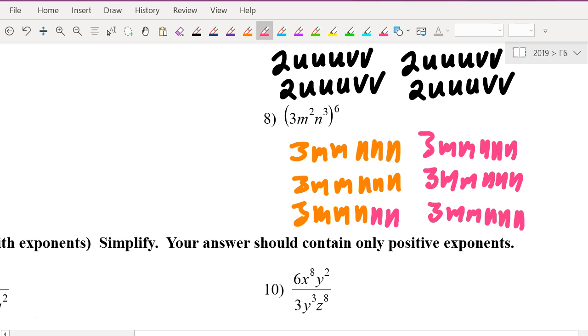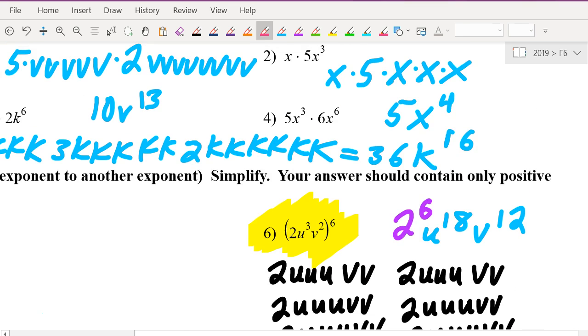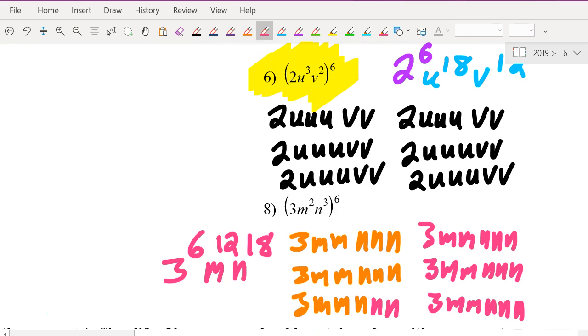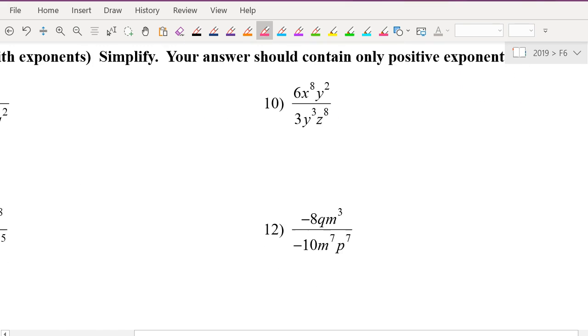All right, so we end up with 3 to the what power? 6. M to the 12. M to the 18. Hey, those problems are really similar, huh? All right, let's move down.